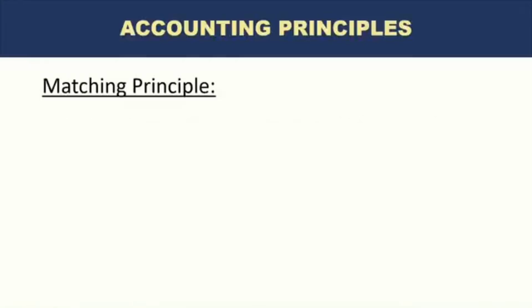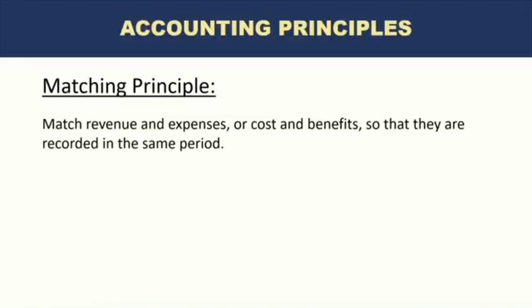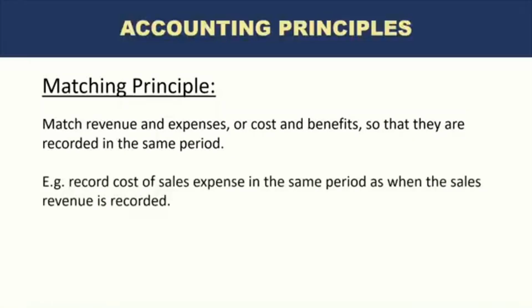The next one is matching principle, another very important principle, and it's somewhat similar to the accrual principle. What it says is match revenue and expenses or cost and benefits so that they are recorded in the same period. So an example is we record cost of sales expense in the same period as when the sales revenue is recorded. So if a company buys some stock to sell, again, let's take the example of mobile phones, right? So the company buys mobile phones and the company plans to sell them. But let's say they bought 10 mobile phones in the month of January, but they actually sold those mobile phones in the month of Feb.